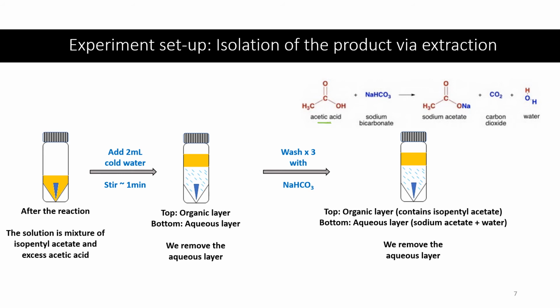So acetic acid will react with sodium bicarbonate to produce sodium acetate, carbon dioxide gas, and water. Carbon dioxide will leave the system as gas. Water will be soluble in the aqueous layer, and sodium acetate is a charged molecule, so it's an ionic molecule, and ionic molecules also solubilize in the aqueous layer. So this way we can remove the excess amount of acetic acid that was left in the organic layer.